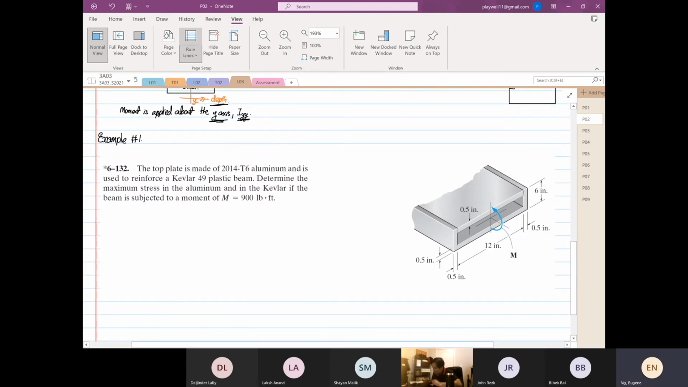So the top plate is made of aluminum and is used to reinforce a Kevlar plastic beam. Okay. Determine the maximum stress in the aluminum and in the Kevlar if the beam is subjected to a moment of 900 pound-feet. Okay, so that is the information that is given.